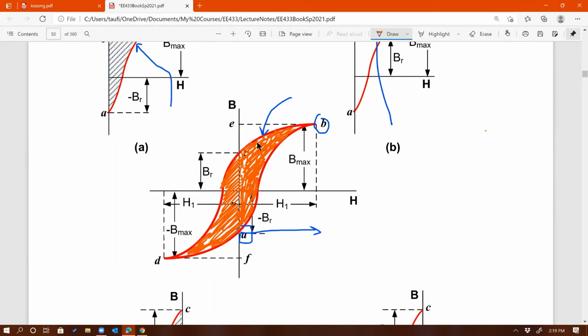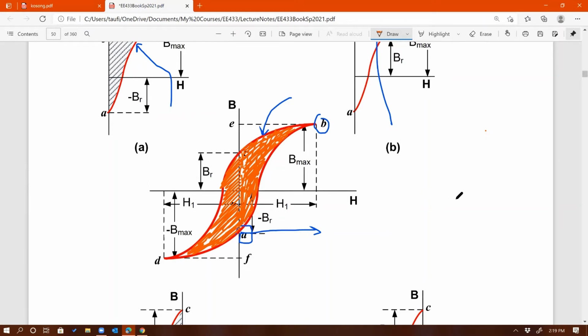All right. So now I just proved to you, I just explained to you the reason why the area enclosed by the hysteresis loop represents the hysteresis loss, the energy that is being lost in the process of charging and discharging, or storing and releasing energy from this magnetic component.